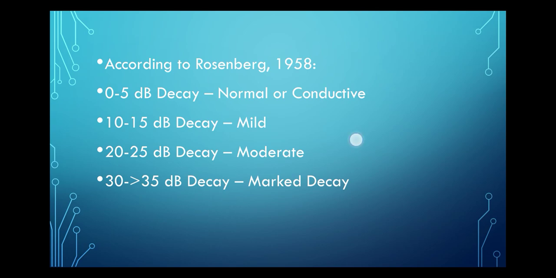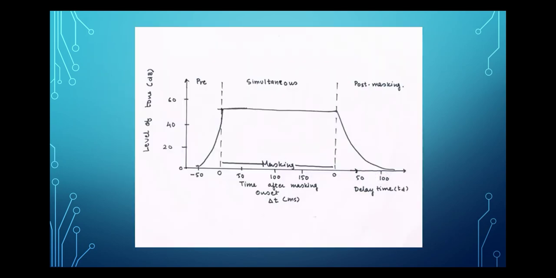Now, this is the chart. Up to 5 is normal, 10 to 15 is mild, up to 25 is moderate, beyond 25 is when marked decay is suspected. Now, that is the tone decay chart.